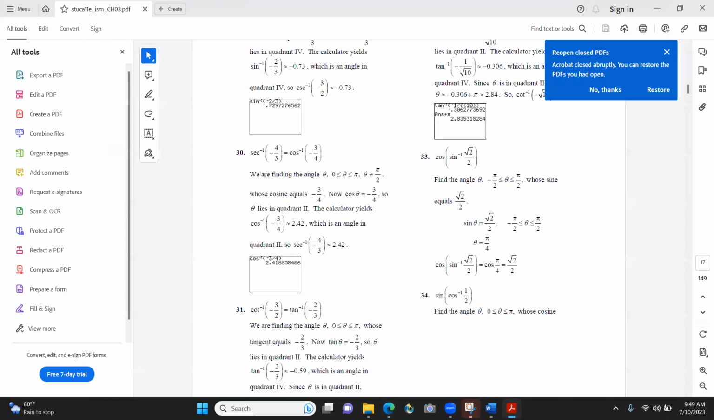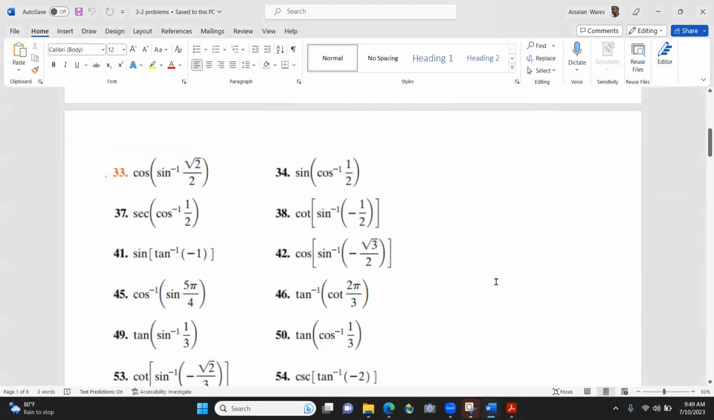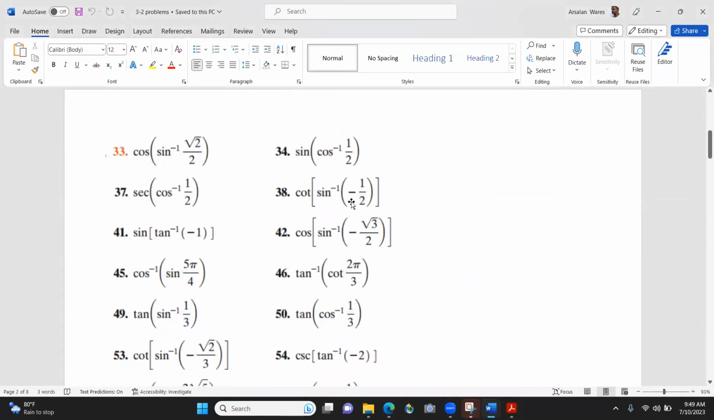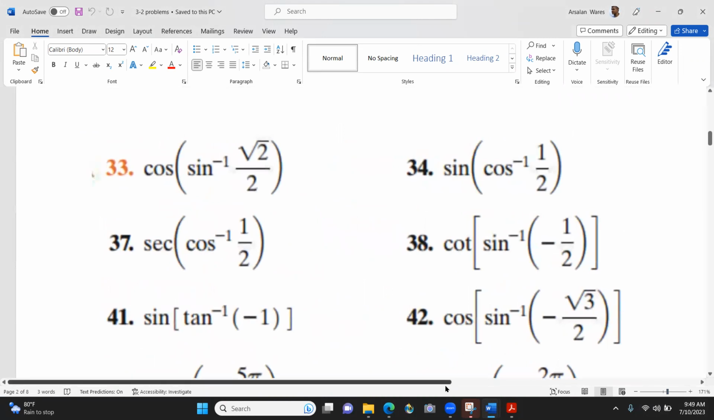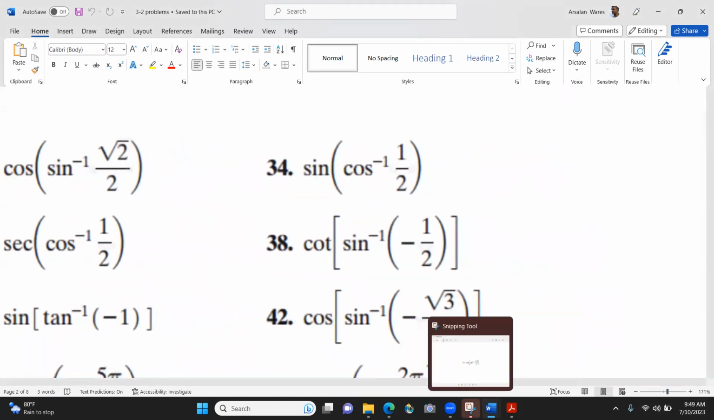All right, let's do one. Let's do a different one. Okay, let's do something like this. Cotangent, sine inverse. Let's do 38. Let's see what's going on with 38.